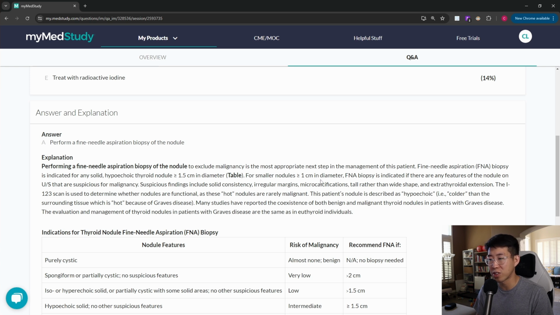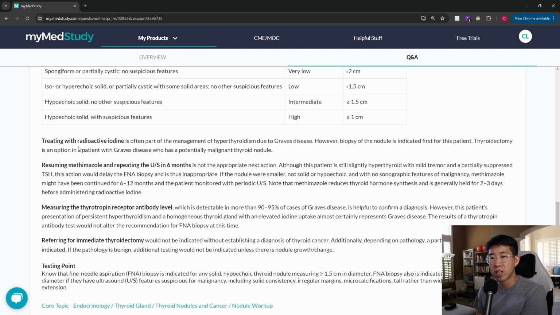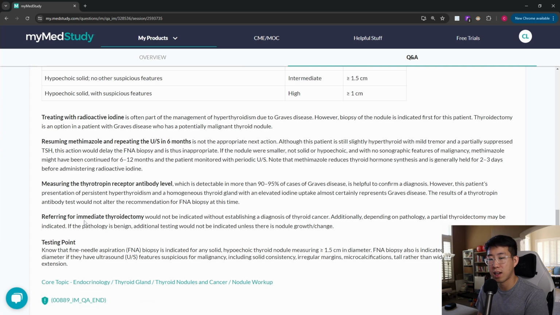For smaller nodules, FNA biopsy is indicated if there's any features that are suspicious for malignancy. Treating with radioactive iodine is often part of the management of hyperthyroidism. However, biopsy of the nodule is indicated first. Thyroidectomy is an option in a patient with Graves' disease who has a potentially malignant thyroid nodule. Resuming methimazole is not the appropriate next action, as this would delay the FNA biopsy. And referring for immediate thyroidectomy would not be indicated without establishing a diagnosis of thyroid cancer.